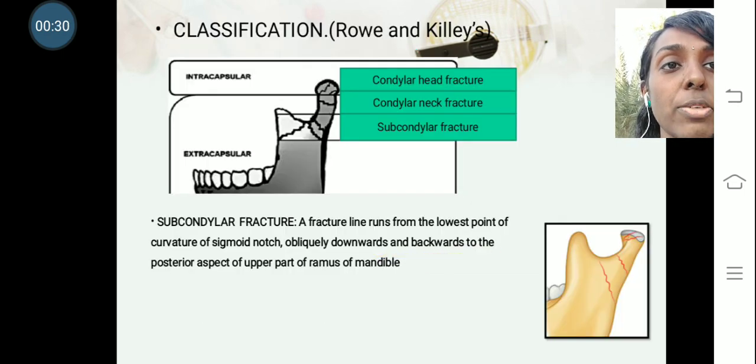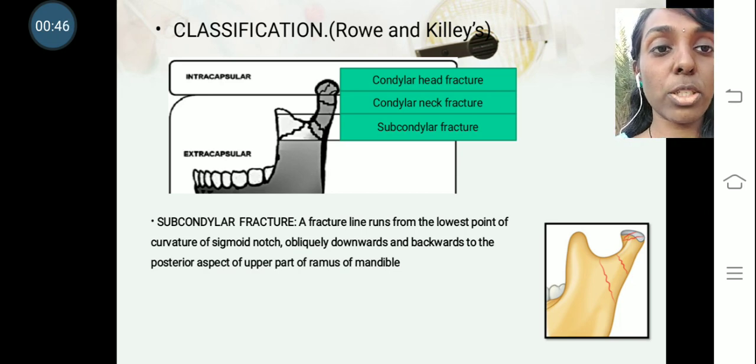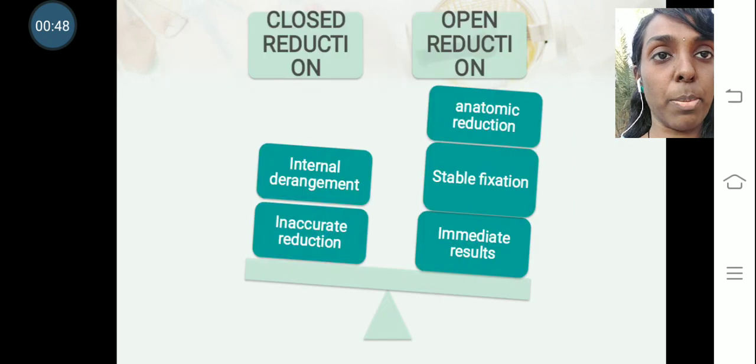Among the many classifications are Rowe's and Killey's classification. They classify fractures into intracapsular and extracapsular. Our subcondylar fracture comes under extracapsular. The fracture line runs from the lowest point of curvature of the sigmoid notch obliquely downwards and backwards to the posterior aspect of the upper part of the ramus of the mandible.